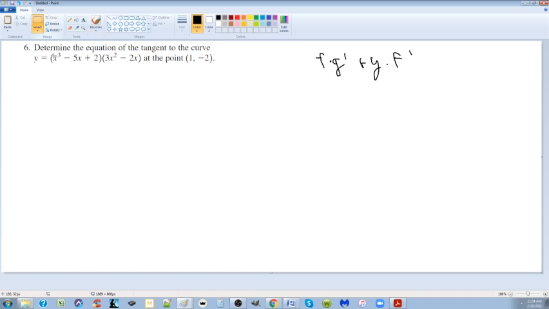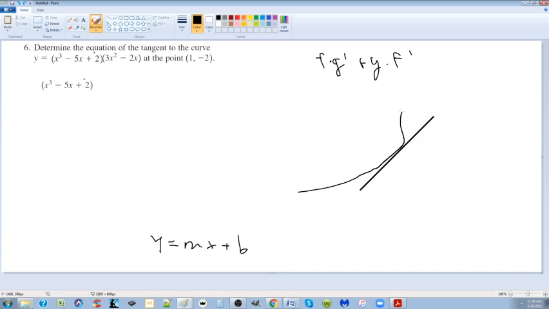Okay, here's what I recommend you do. Now they want the equation of the tangent. What is the equation of the tangent? An equation of the tangent is always in line format, because a tangent, rather, is always a line that is touching the curve in one spot. And so as you can see, a line will always be in that equation.